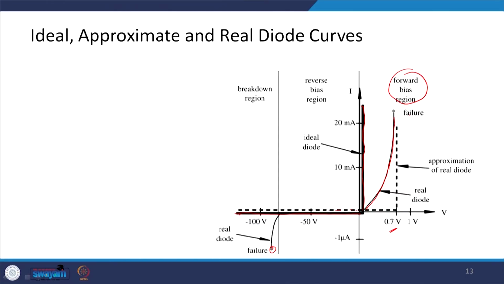So, we have the forward bias region with this behavior, and this is the reverse bias region, and this is what we call the breakdown region, because here the failure takes place. And you can see that here the current magnitude is in the microampere range, whereas when it is forward bias it is in the milliampere range.